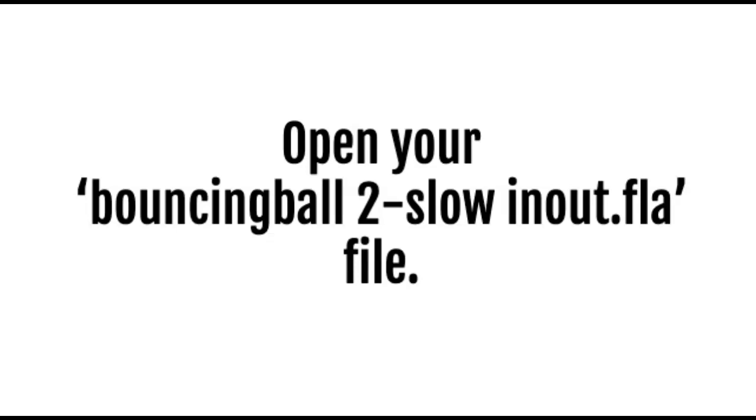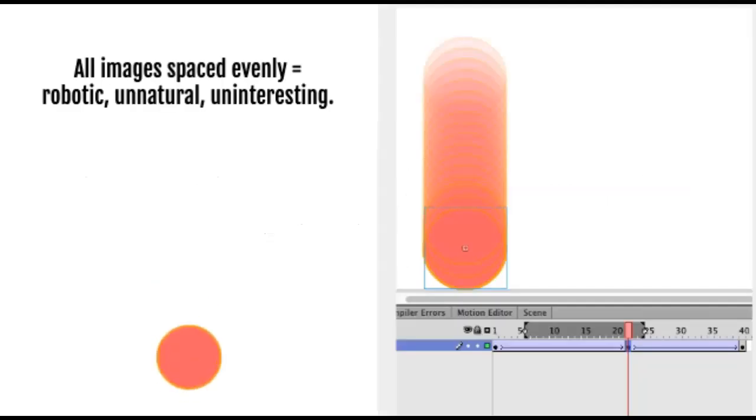In this lesson, we will start applying the slow in and slow out principle using a setting called easing. Open your Bouncing Ball 2 file to get started. We just recently learned how to use onion skinning to look at the spacing between multiple frames, and we decided that when they are all equally spaced, it's boring.